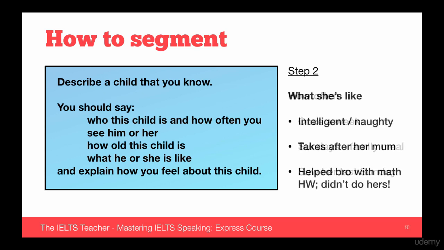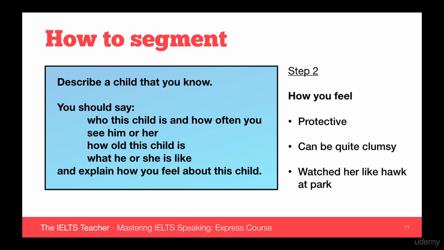Let's keep going. What she's like, that's the next prompt. Idea, intelligent, naughty. Support, she takes after her mum. That means that she's like her mum. We talk about takes after when we think about children and their parents. And example, she helped her brother with his maths homework, but she didn't do her own.